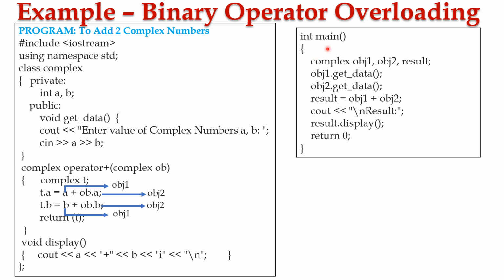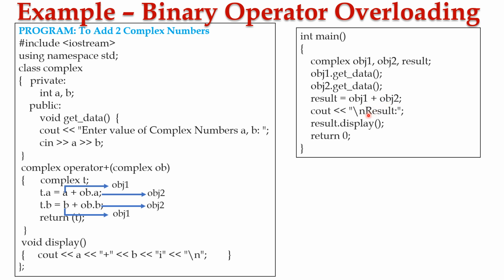Here we are creating object 1, object 2 and result for the class Complex. Next, using object 1, we are accessing the method getData. Next, again using object 2, we are accessing the getData method. In the next statement, we are adding object 1 and object 2 and storing the result in the object result, where we perform the addition of two complex numbers.